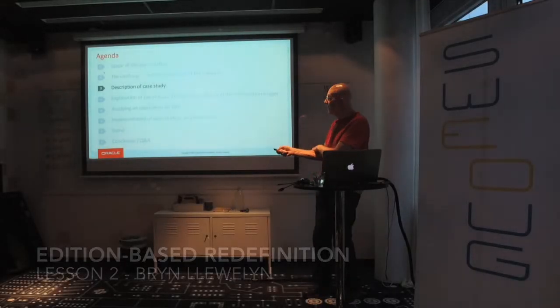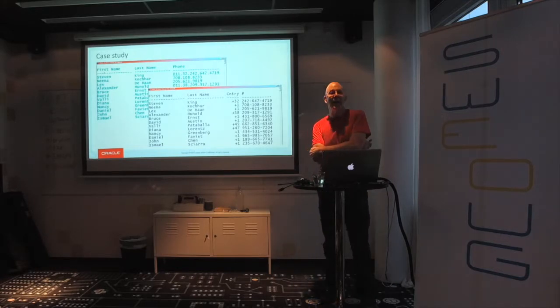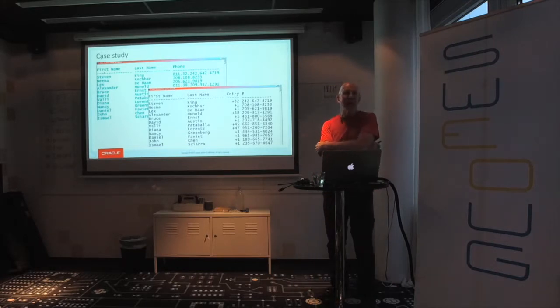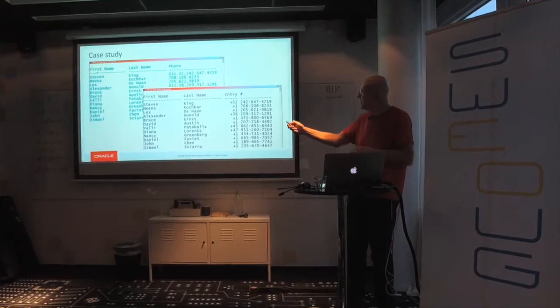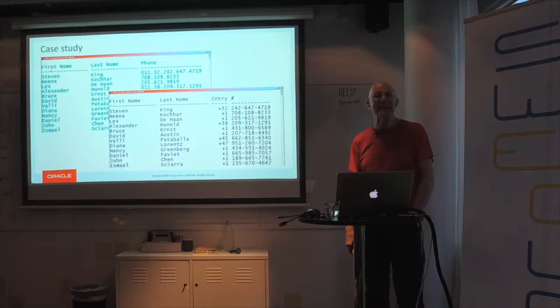So as promised, here's the case study. And to put it as briefly as I can, this green screen at the back is a very obvious presentation of the data that's in the HR employees table. And let's say we've decided we don't like it very much because the phone numbers are represented in a single column in a somewhat asymmetrical fashion.